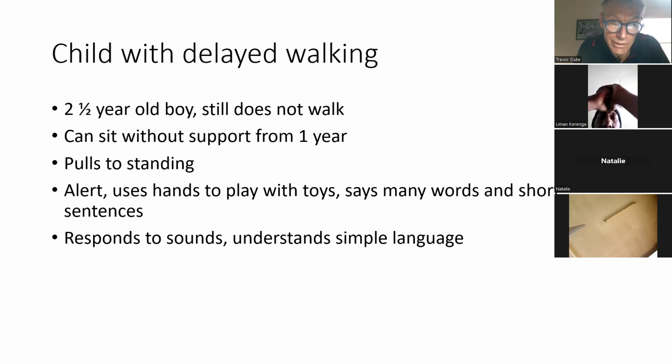On the other hand, he could do other things that seemed age appropriate. He was alert. He used his hands to play with toys. He could say several words and talk in short sentences. So at the age of 2.5, children should be able to do that. And he responded to sounds well, and he understood simple language conveyed to him by his parents. So the main problem was that he had delayed walking.